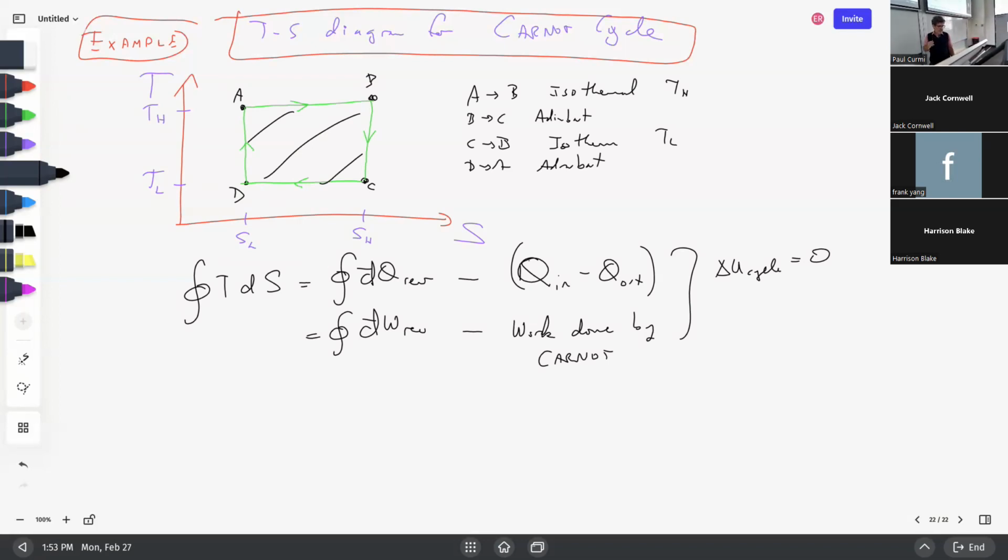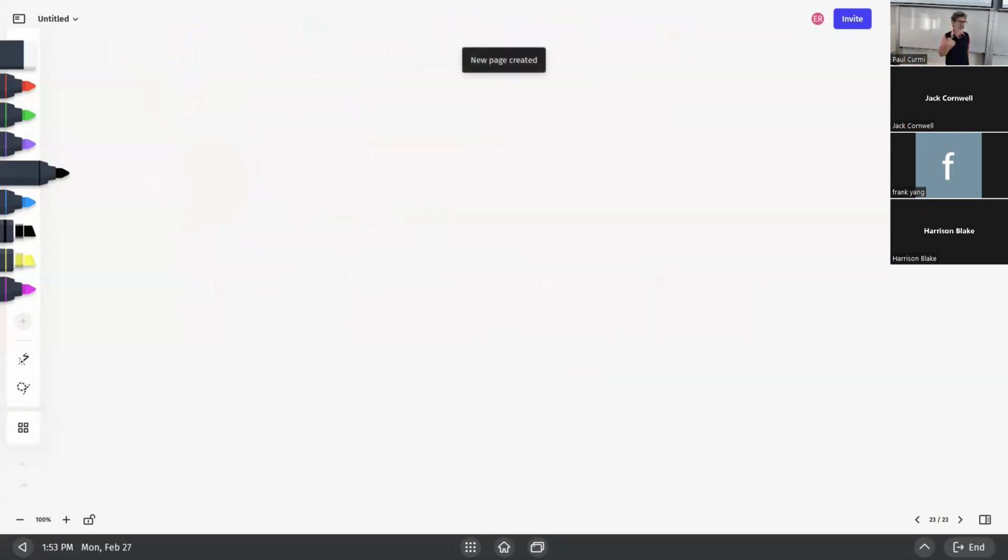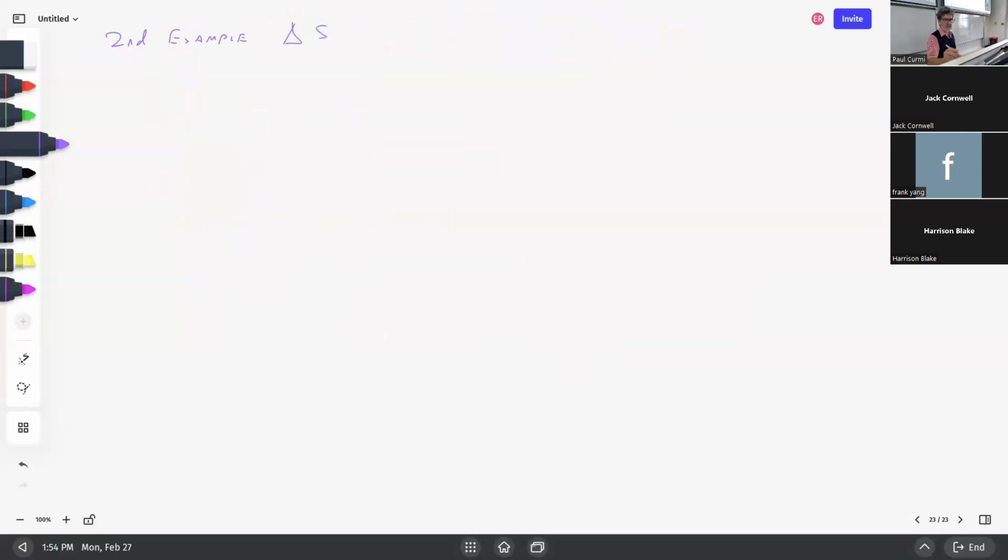I'm going to do another irreversible process, just because I want you to get the hang of the fact that if you find an irreversible process where the starting point is in equilibrium and the end point is in equilibrium, you can calculate the change of entropy. So this is my second example of a delta S for an irreversible process.